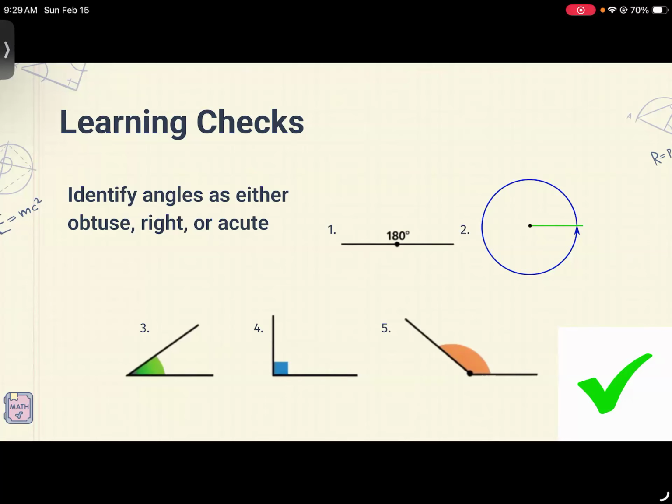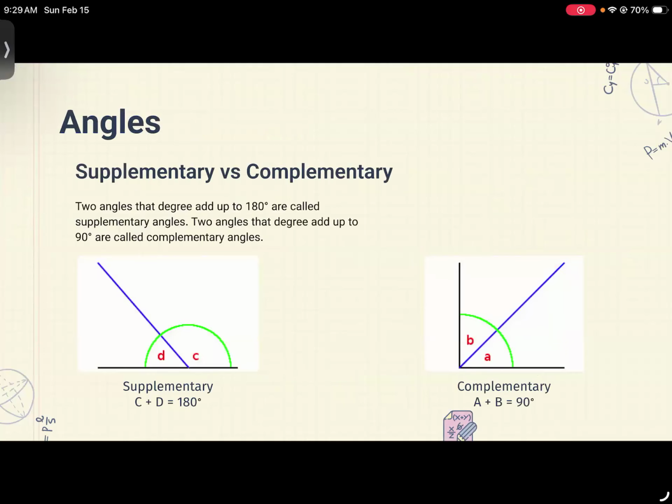Next, moving on to supplementary versus complementary. So two angles that add up to 180 degrees are called supplementary angles, and two angles that add up to 90 degrees are called complementary angles.